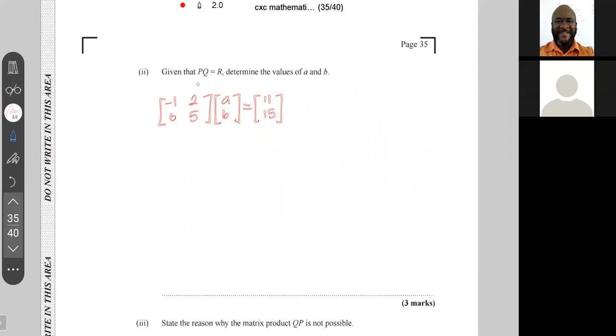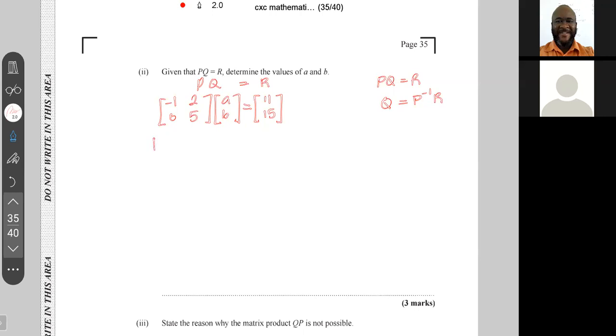We're solving a matrix equation. PQ is equal to R. Now, to solve a matrix equation of this form, we're going to write back the matrix Q and multiply the right-hand side by P inverse. This is something that we have already discussed, that to solve a matrix equation of the form PQ is equal to R, we write back Q and multiply the right-hand side R by P inverse. So let's find P inverse.